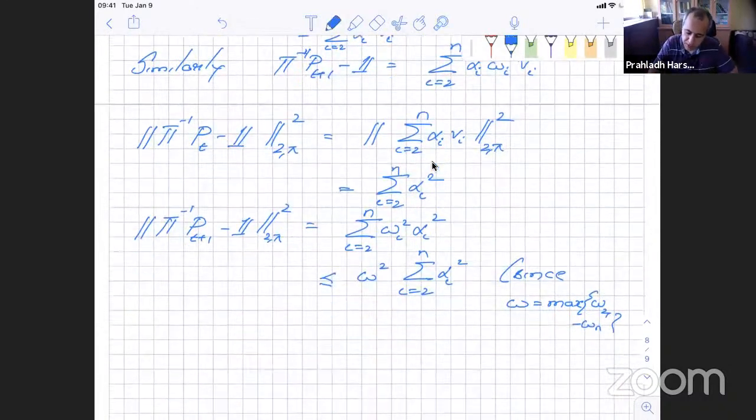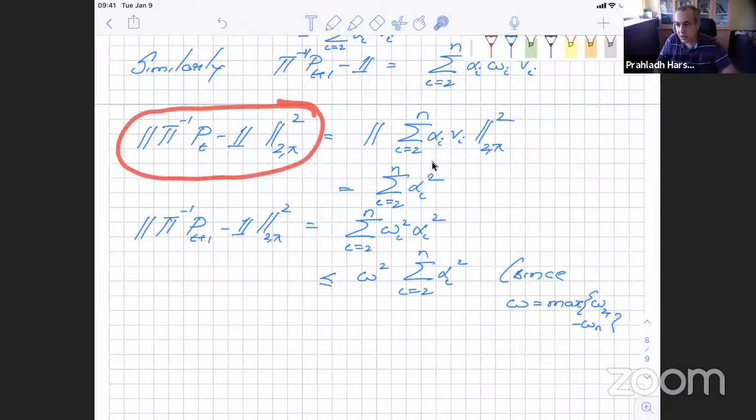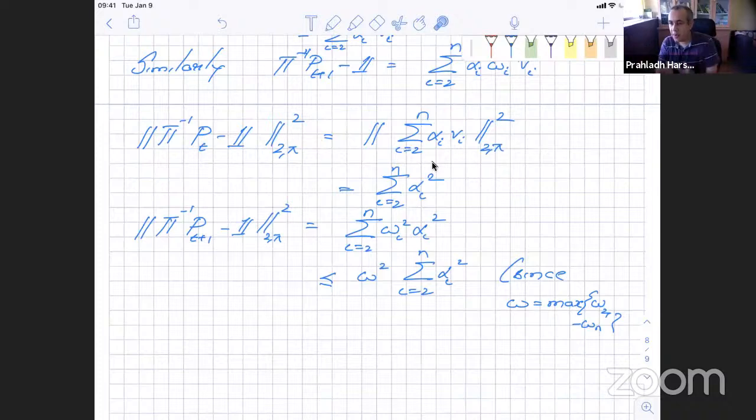So all I'm claiming is this quantity, this measure, as you take steps in the random walk, is dropping by a factor of omega square, at least, each time. So eventually, if omega is bounded away from 1, smaller than 1, this is going to go to 0.